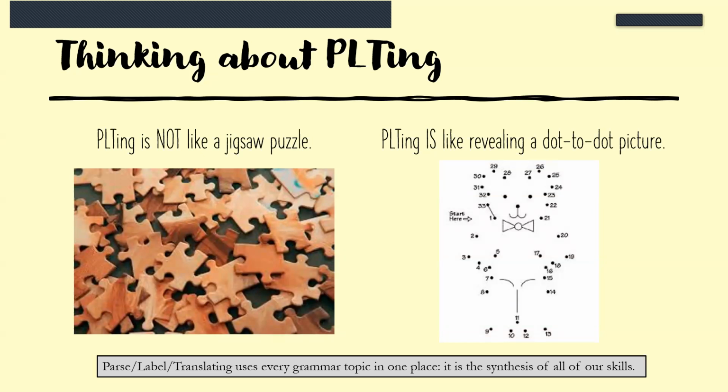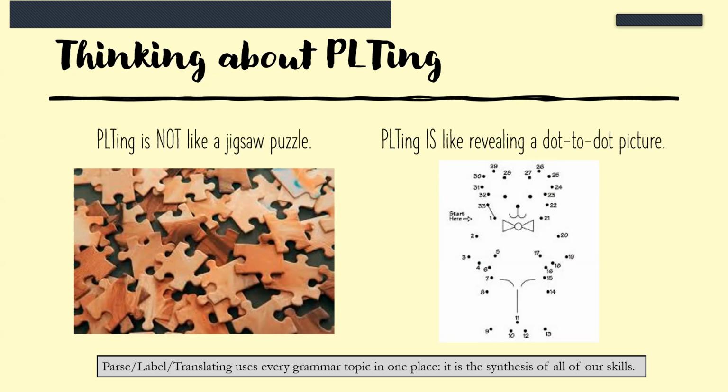Before we get started about the nitty-gritty of how to do PLTing, let's talk about how to think about parse label translating. Parse label translating is not like a jigsaw puzzle. Every Latin student starts this way. Every Latin student sees a whole sentence and then sees each word as its own translation. And then in their mind, they try to move those words around in order to make a cohesive sentence. This works when you're very, very young and there are only a couple of words in the sentence. This strategy will not hold up to Cicero. So it's not like a jigsaw puzzle.